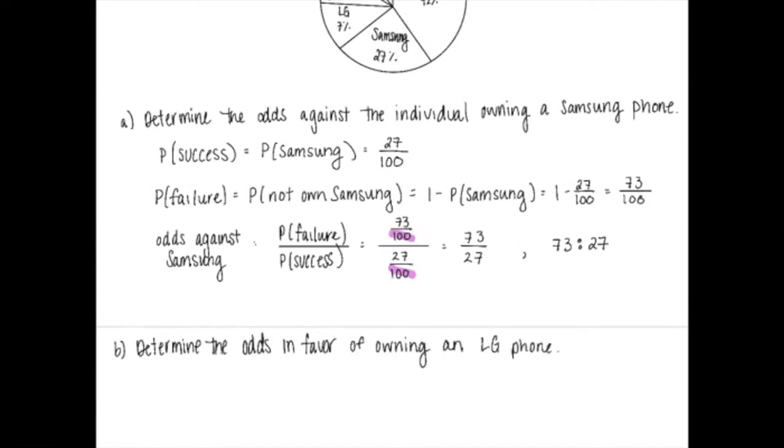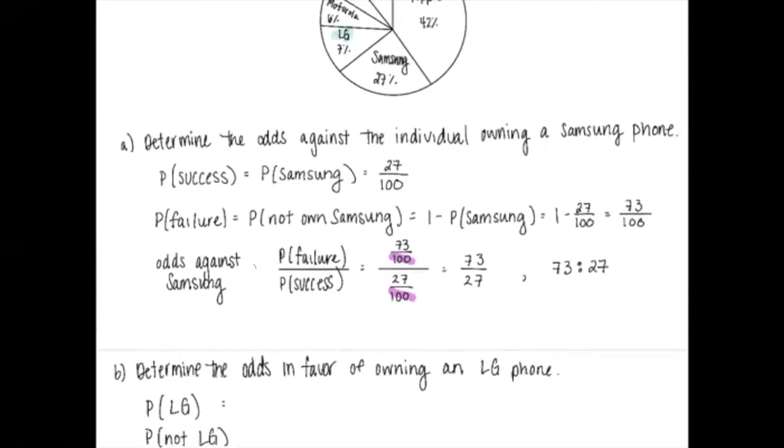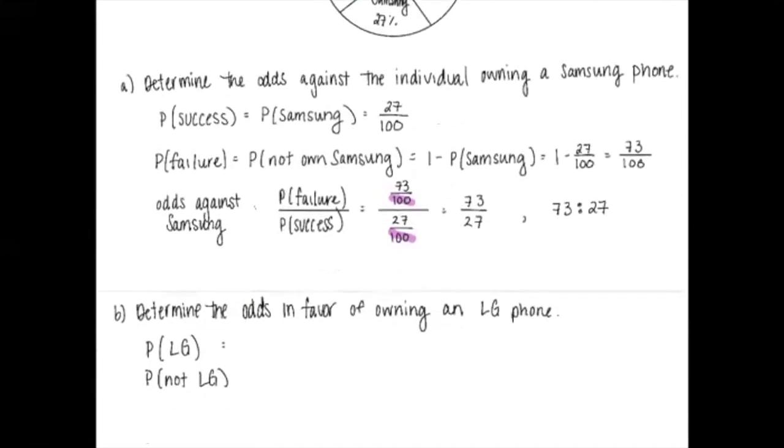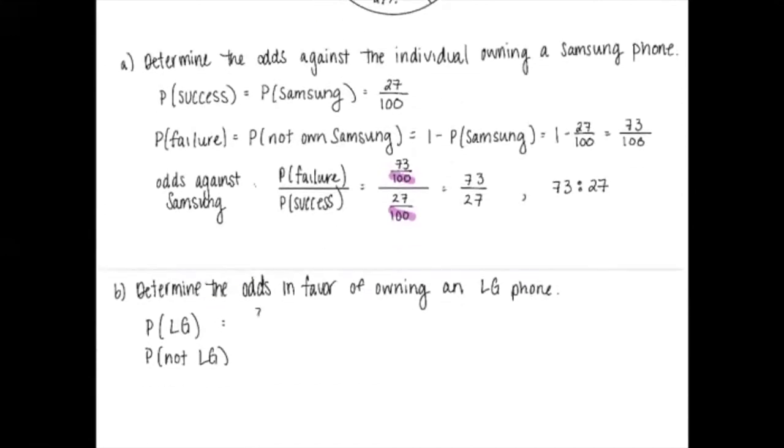Okay. So I'm no longer going to write success and failure. I'm going to just write probability of an LG, probability of not LG. 7% of people own an LG phone. So our probability we're successful is 7 out of 100. The probability of not an LG is 1 minus the probability of LG. So you have a 93 out of 100 chance that a person does not own an LG phone.